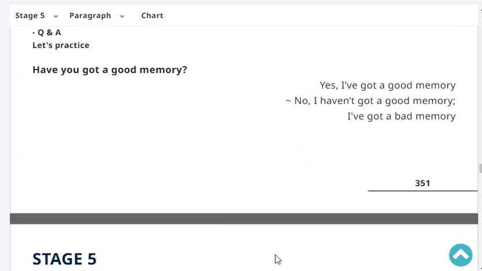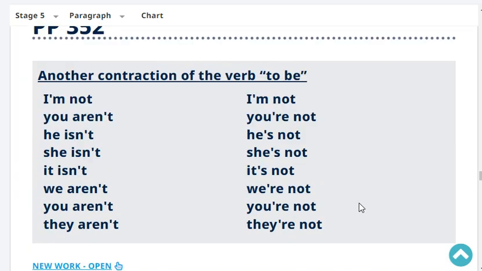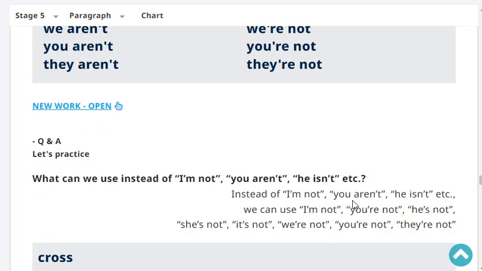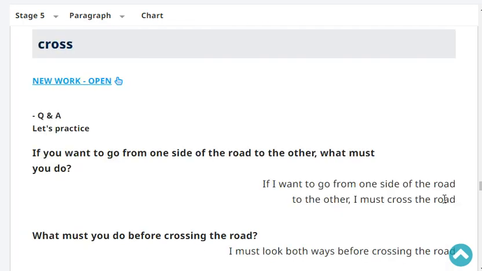Very good. Have you got a good memory? Yes or no? No, I haven't got a good memory. I've got a bad memory. Very good. What can we use instead of I'm not, you aren't, and he isn't? We can use I'm not, you're not, and he's not. Very good.